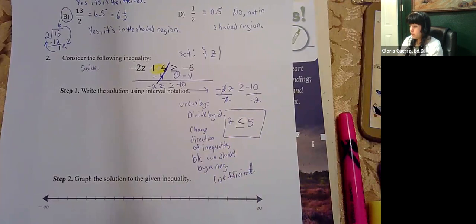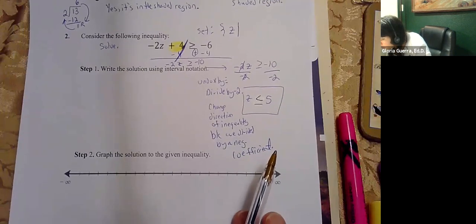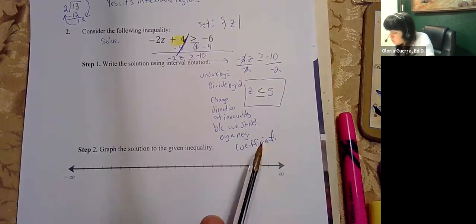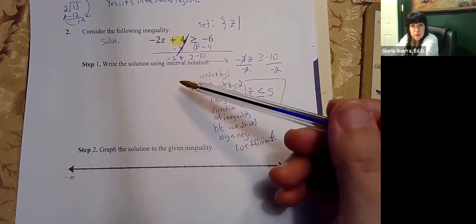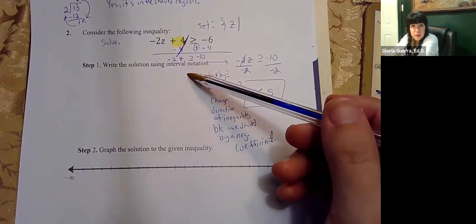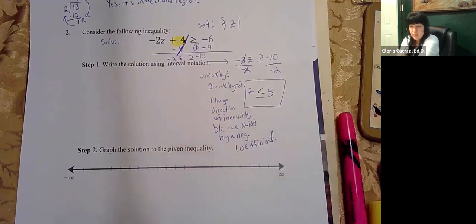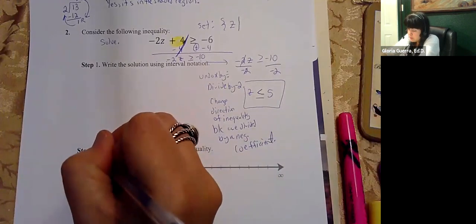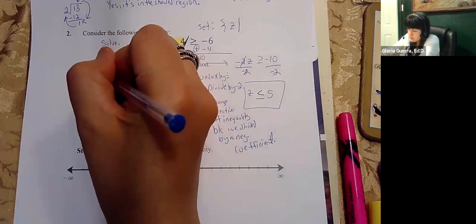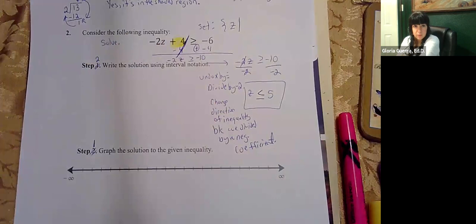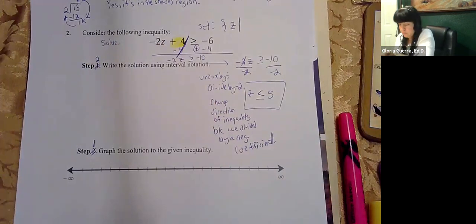Okay, so solving it. Okay, so now what? Let's see. Write the solution. Okay, so I think these steps are out of order. They want an interval on step 1, and then they want a graph. I think really the graph should be step 1, and then the interval should be step 2. I think it's kind of out of order in my opinion. You should do the graph first.